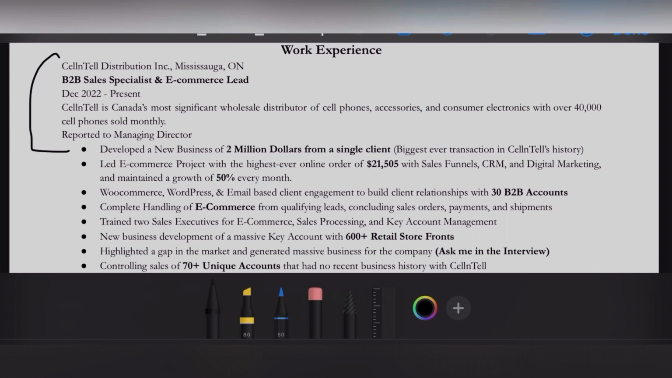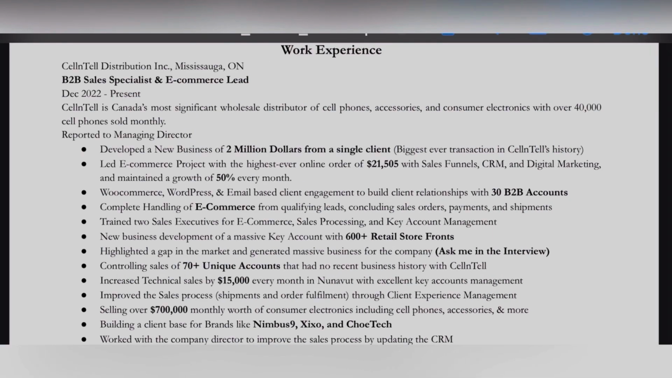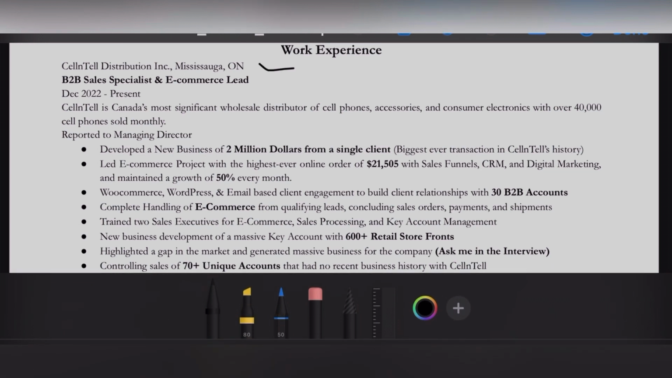This is ongoing. Okay, I'm working in this company called Sell and Tell Distribution. It's in Mississauga, Ontario. And this is my position, B2B sales specialist and e-commerce lead. And I started in December 2022, and this goes to present.